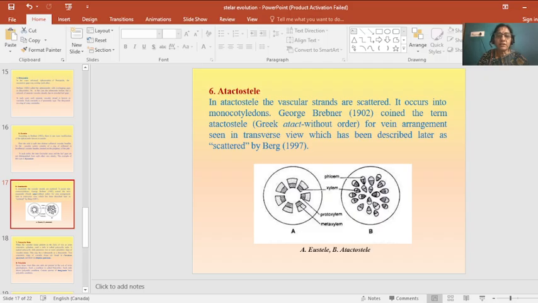Then the other modification of the siphonostele is known as atactostele, where the vascular strands are scattered. It occurs in monocotyledons. Brebner in 1902 coined the term atactostele, where atacto means without order, for the vein arrangement seen in transverse view, which was described later as scattered by Berg in 1997.